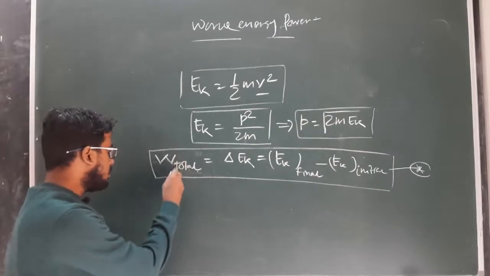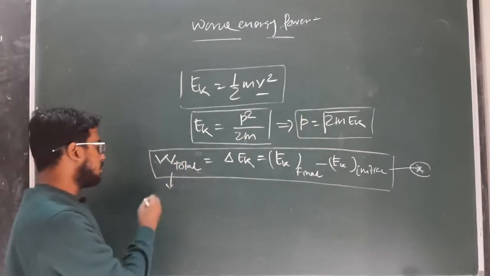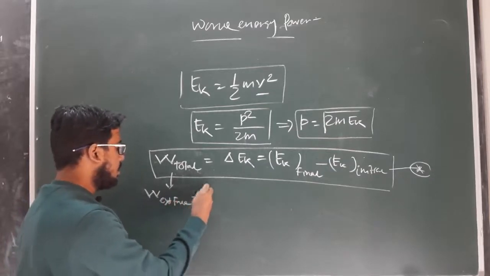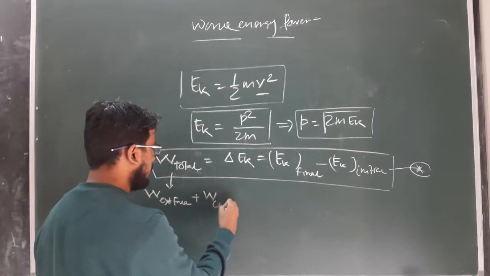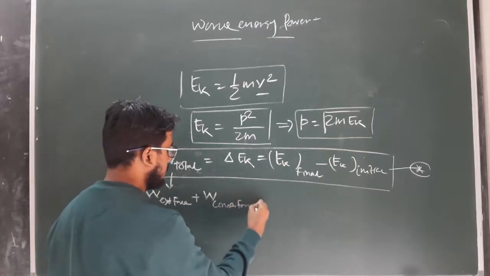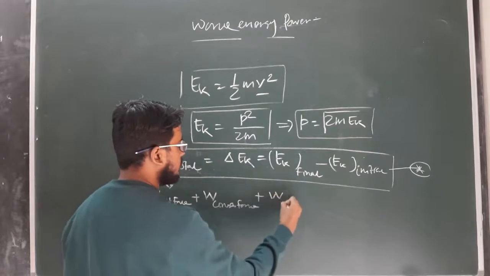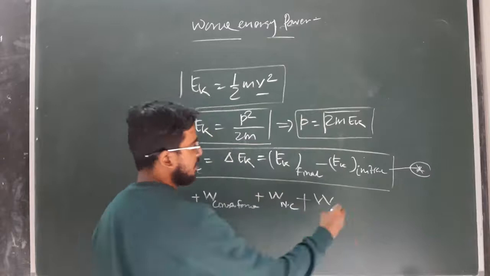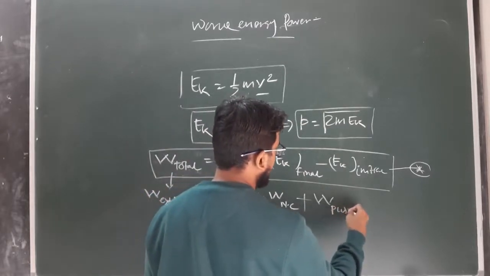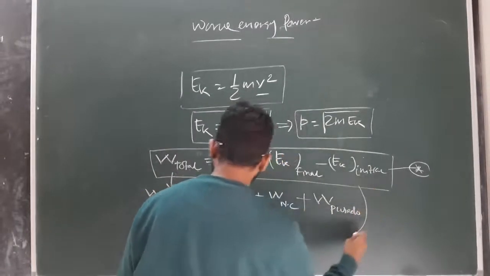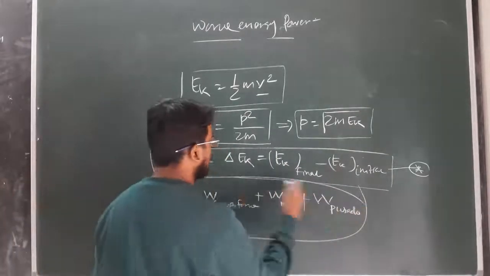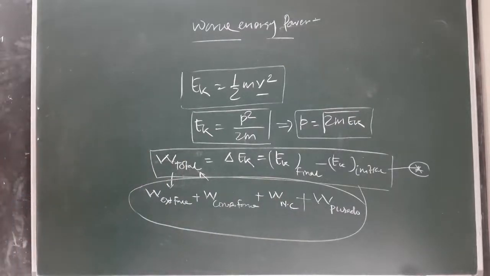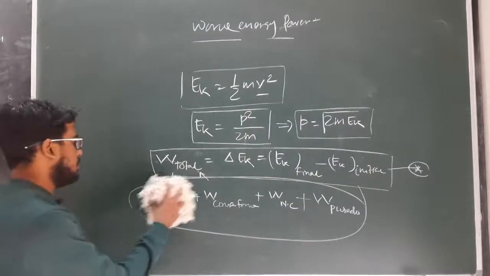So what is total work done? The work done by all the forces applied on the body, that may be the work done due to an external force, or the work done due to any conservative force, or if there is any non-conservative force applied on the body. Plus, if the body is moved in a non-inertial frame, then if there is any pseudo force present, also the work done due to the pseudo force. So this is the combination of total work done on the body, which is equivalent to the net change in kinetic energy, which is known as the work energy theorem. Clear?